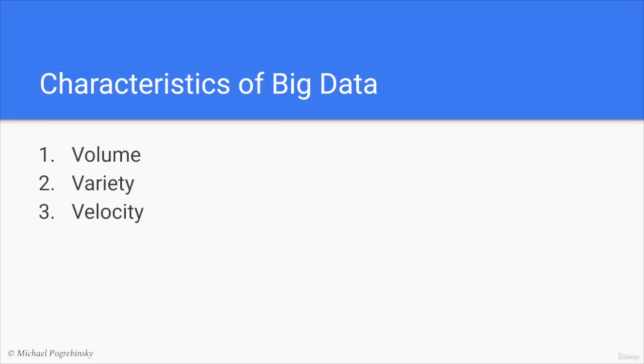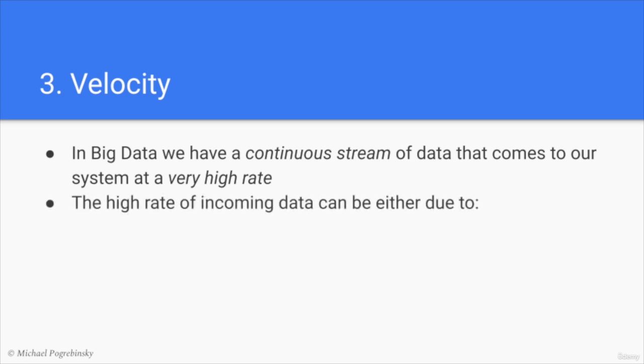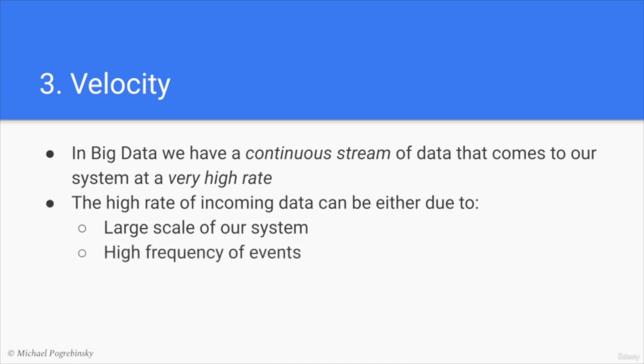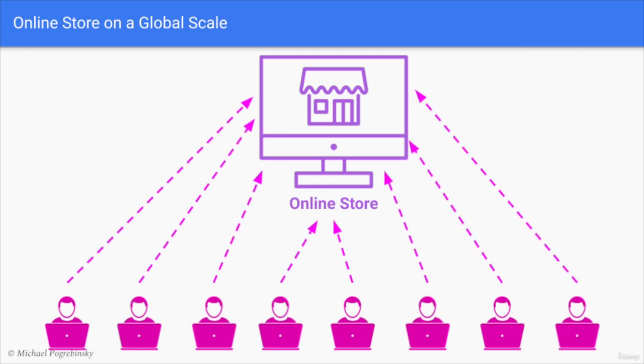Now finally, the third characteristic of big data is velocity. When we deal with big data, we normally have a continuous stream of data that comes to our system at a very high rate. The high rate of incoming data can be either due to the large scale of our system or simply the high frequency of events. For example, if we have an online store that operates on a global scale with millions of users visiting our website every day, browsing and purchasing our products, then the high rate of events simply comes from the fact that we have a very large number of users.